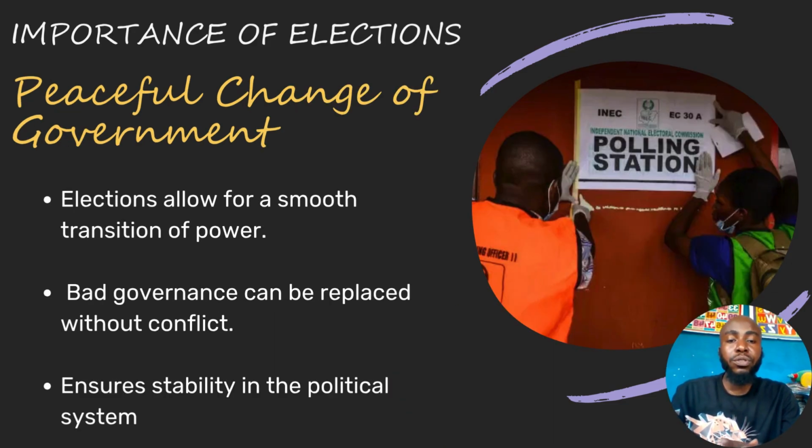Also, election ensures smooth or peaceful change of government from one government to another. It ensures smooth transition of power and ensures that bad governance is replaced. If there has been a bad governor, a bad president, or a bad legislature for a period of 4 years, they are replaced through elections. We can have another election to remove a bad government or a bad leader, and it also ensures political stability in the country.